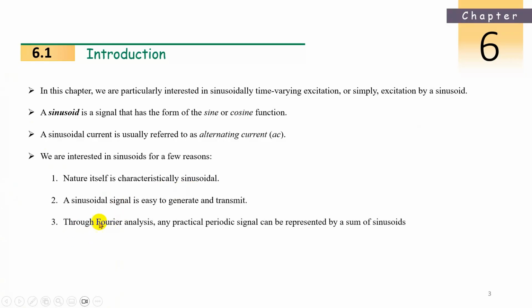Another reason is Fourier analysis. This we will study in another subject. Through Fourier analysis, any practical periodic signal can be represented by a sum of sinusoids, meaning two or three sinusoidal functions. Functions can be reproduced by Fourier analysis. Practically, we can explain how this behaves.